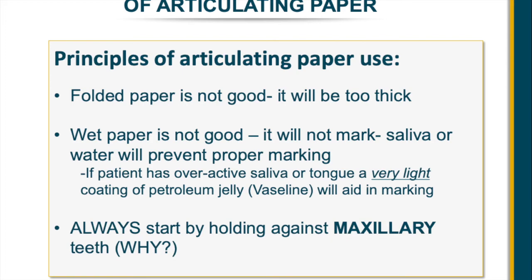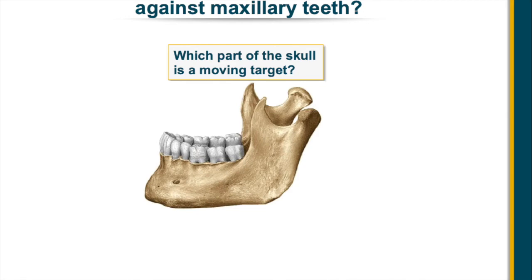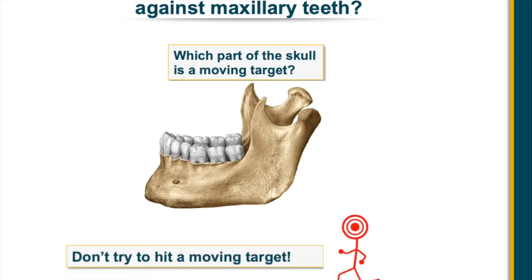And again, as I mentioned before, always start by holding the articulating paper against the maxillary teeth. Why? Because those are the teeth that don't move. So don't try to hit the moving target. The lower jaw, the mandible, is always going to be moving.